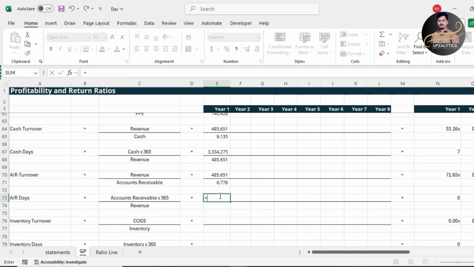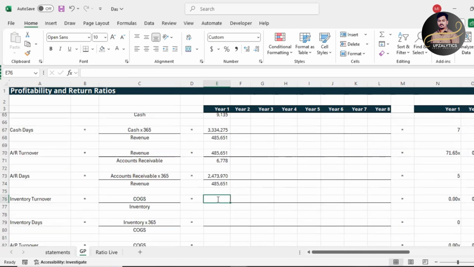Now let's see about account receivable days. Mainly this ratio is saying how many days we are taking roughly to get this much of account receivable turnover. So let's take the account receivable from here multiplied by 365. The denominator is our revenue. We are roughly taking 5 days to get this much of account receivable turnover.